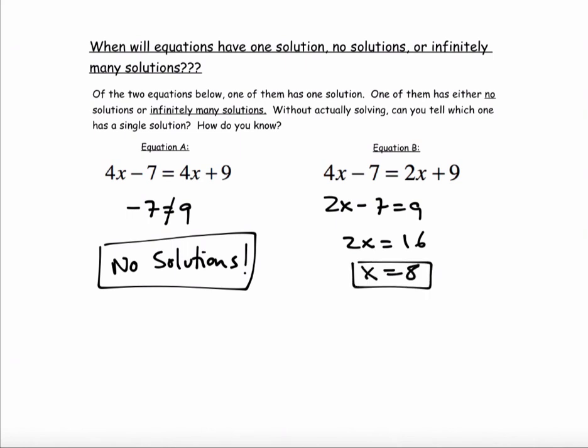The point is not that it's 8. The point is that we got something because our coefficient, when we collected all our unknowns on one side, wasn't 0. Okay, so just another interesting scenario that might happen when solving these sorts of equations.